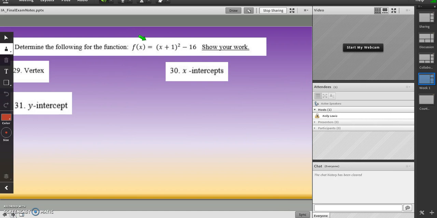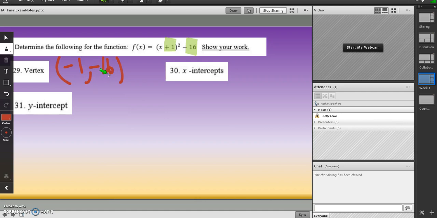All right, so determine for the following function, x plus 1 squared minus 16. We define the vertex, y-intercept, x-intercepts, and a few other things. So the vertex will be this guy and that guy. It's always the opposite of the first one, and then the second one is normal.